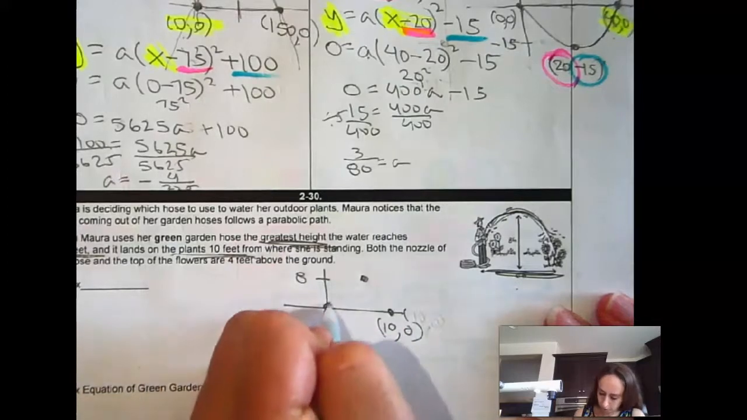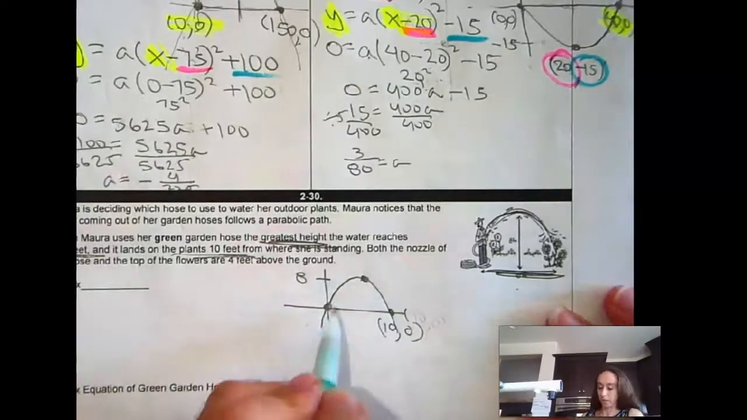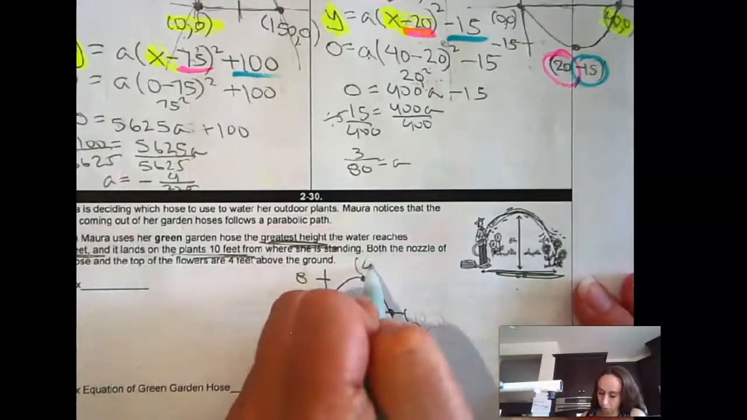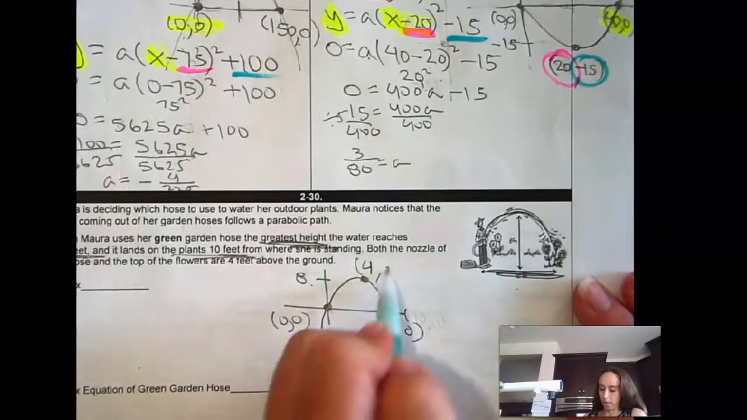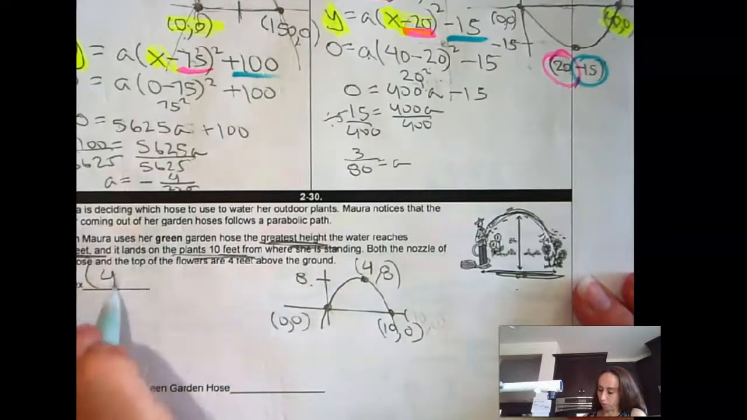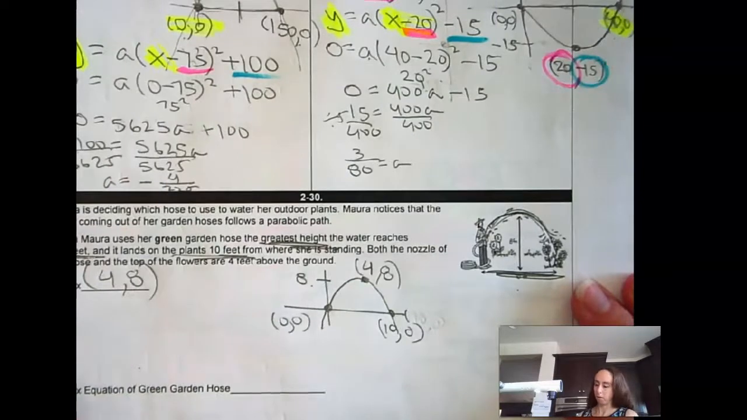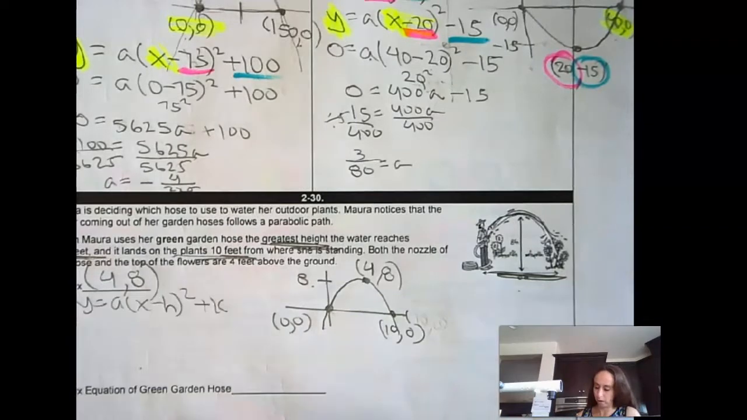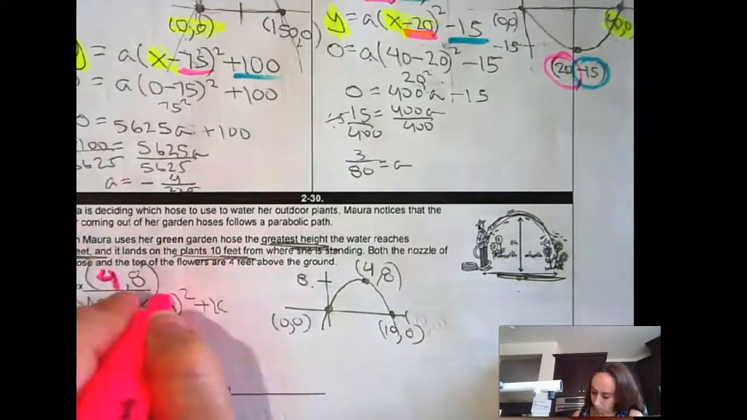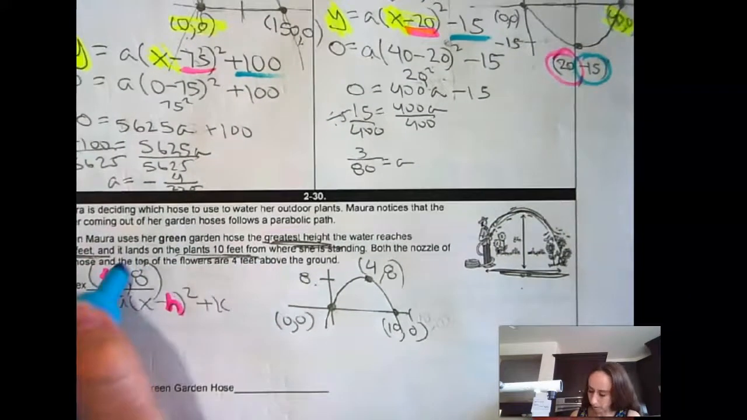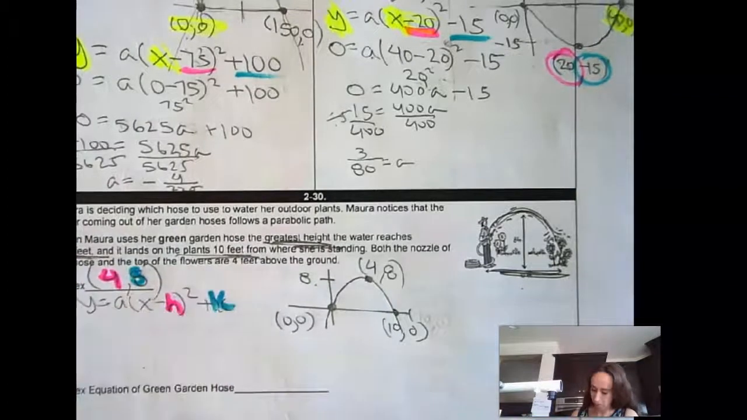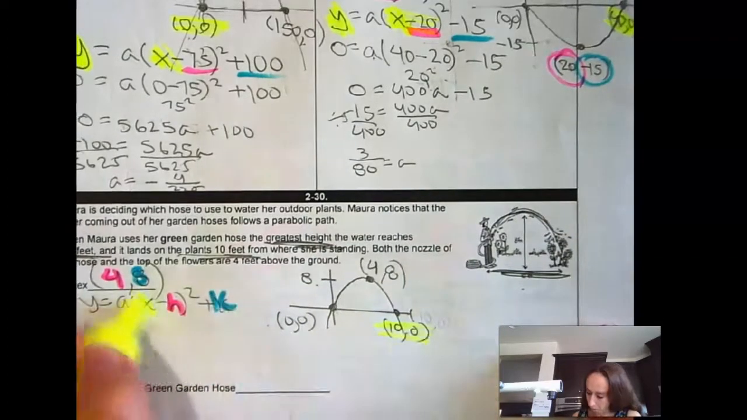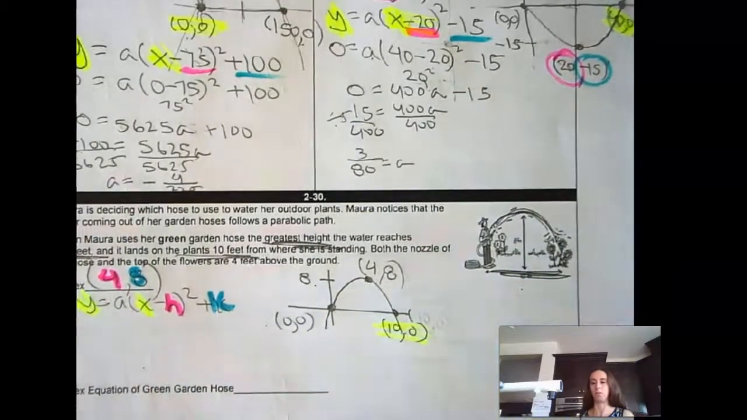So now I can draw this. So what's that vertex going to be? Well, what's halfway between 0, 0 and 10, 0? 5. And then what's the height? 8. So now I have the vertex. And now if I use my y equals a times x minus h squared plus k, this will be my h. This will be my k. And then I'll use one of these points, and I'm actually going to use this point. Plug it in for x, plug it in for y, and solve for a.